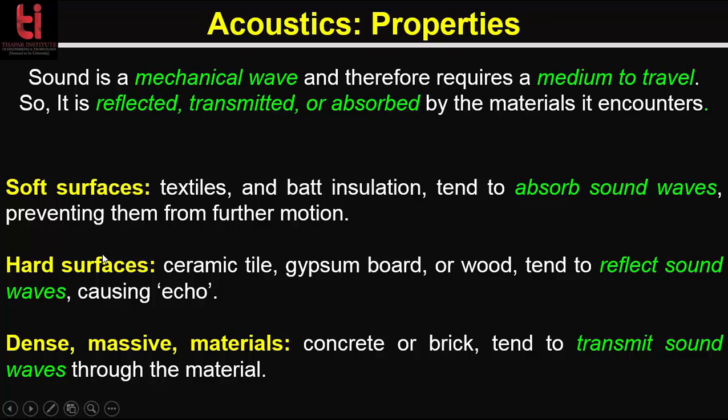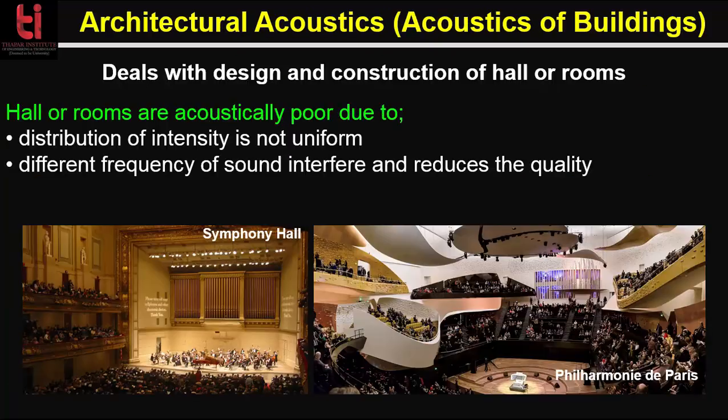There are hard surfaces, for instance ceramic tile, gypsum board or wood. These reflect sound waves, causing echo. There are dense massive materials, for instance concrete or brick. These transmit sound waves through the material. So depending on our requirement, we can use different materials. For instance, if you want to build a soundproof home, you can use batt insulation between the framing of your home. A very interesting part of acoustics is architectural acoustics.